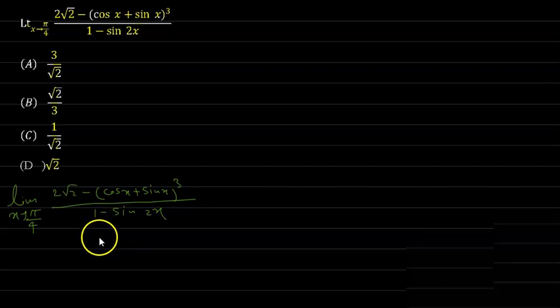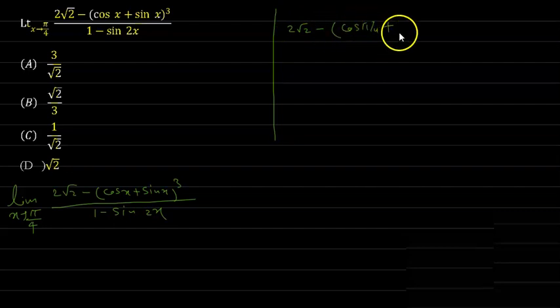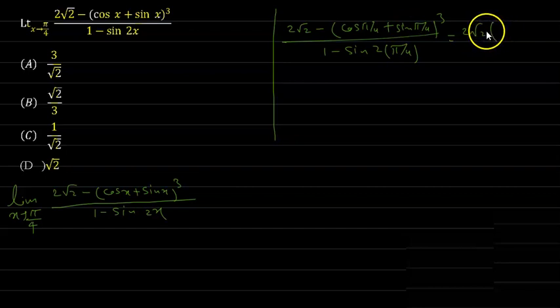To evaluate the limit, just put x equal to pi by 4 in the numerator and denominator in place of x. So it will be (2 root 2 minus cos pi by 4 plus sin pi by 4) whole cube divided by 1 minus sin 2 pi by 4. The value of cos pi by 4 is 1 by root 2 and sin pi by 4 is also 1 by root 2. So it will be 2 by root 2, that means root 2.